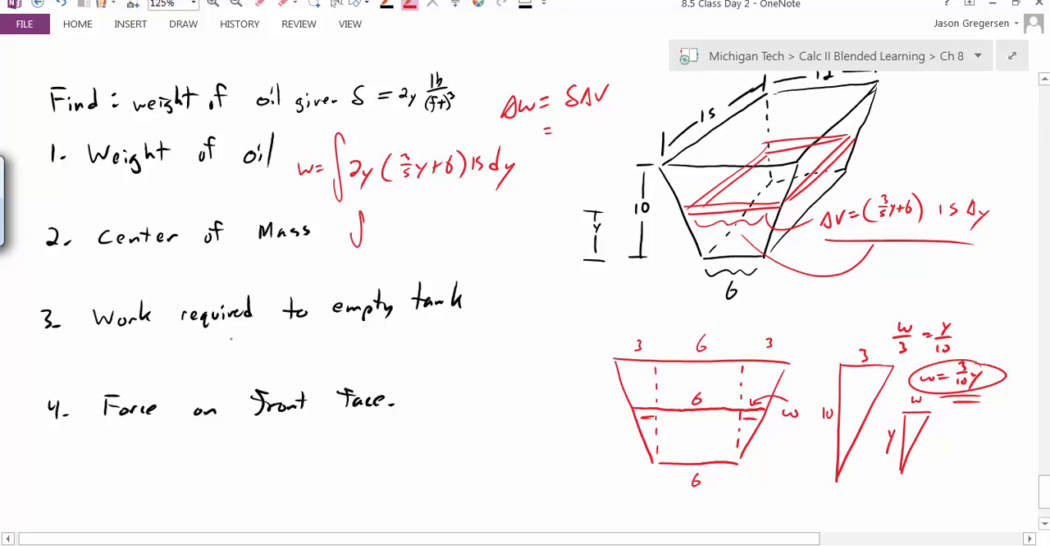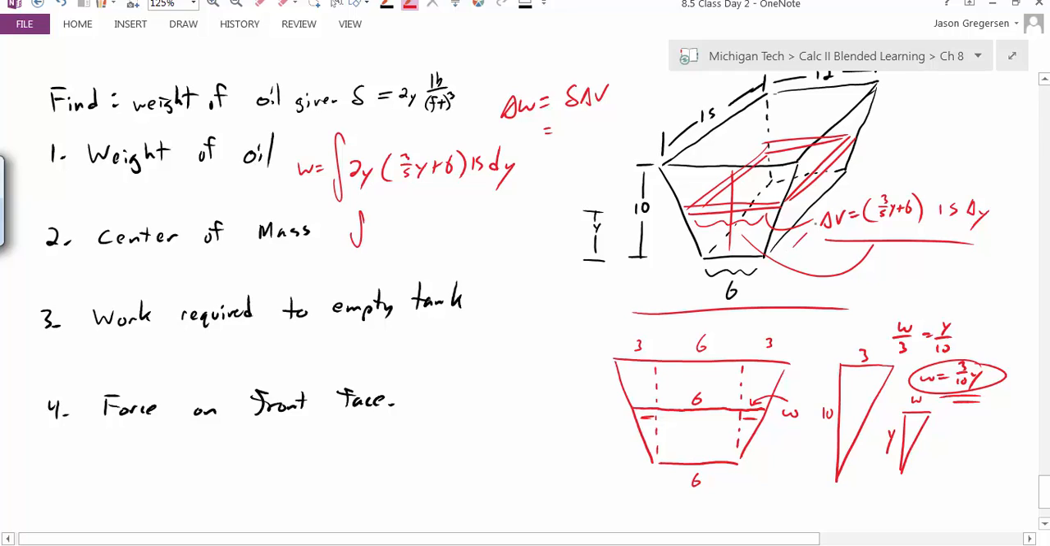If my density is only changing with respect to y, then the rest of my volume has a bunch of symmetries. If this is my x direction, for instance, I don't have to calculate the x center of mass because it's going to be in the middle, because my volume is symmetric in this direction and the density doesn't vary in that direction. So it's going to be somewhere along this middle line.